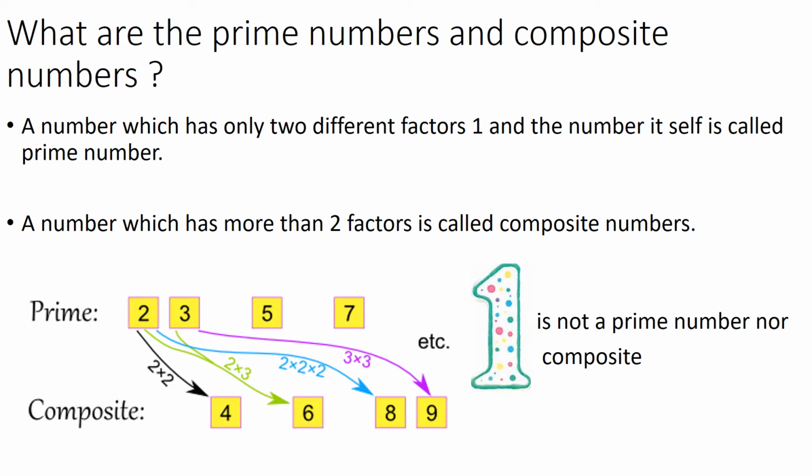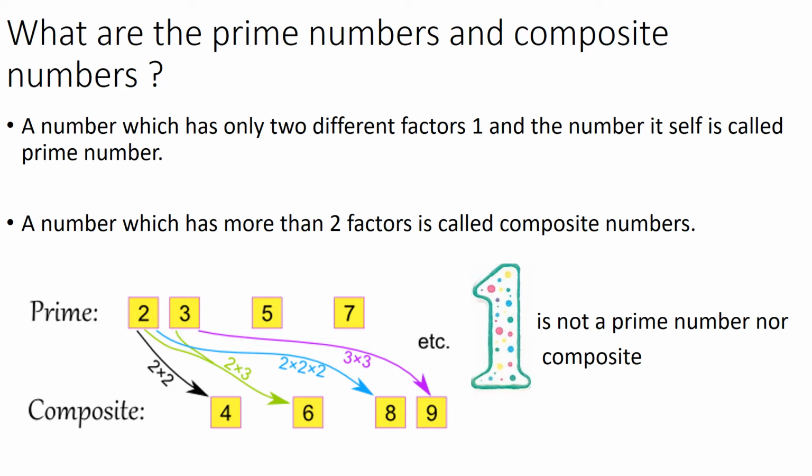What are the prime numbers and composite numbers? Prime numbers are numbers that have only two factors, 1 and the number itself. So here we have an example: 2, 3, 5 and 7 and so on are numbers that have only two factors, 1 and the number itself. So we consider these numbers prime numbers.